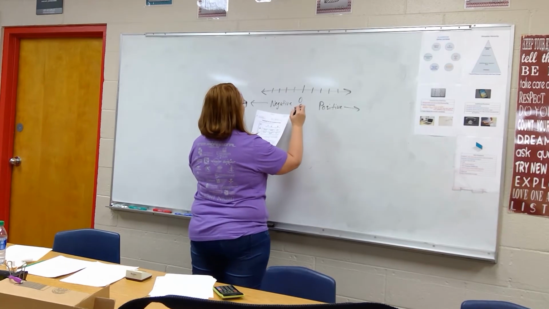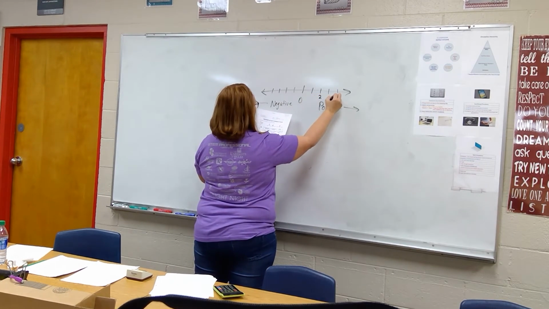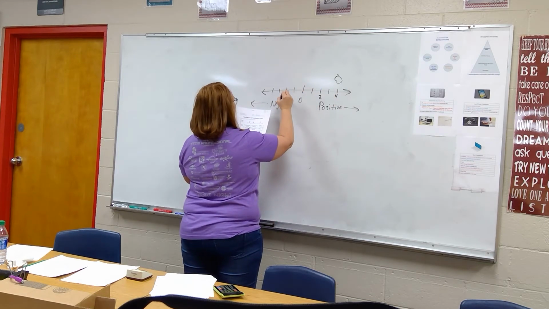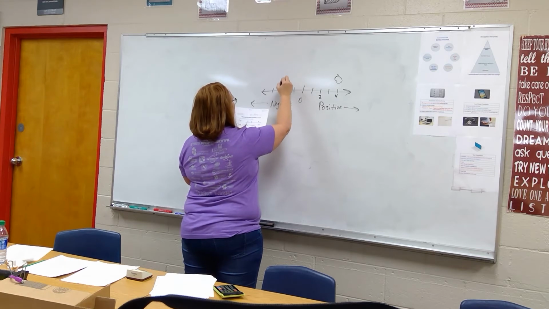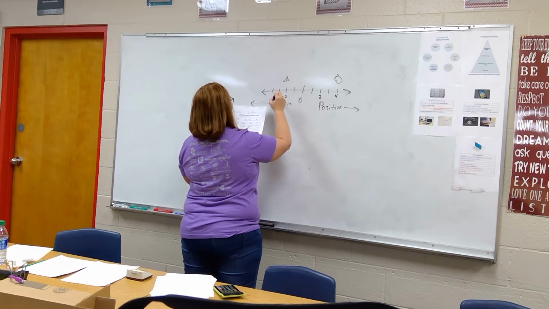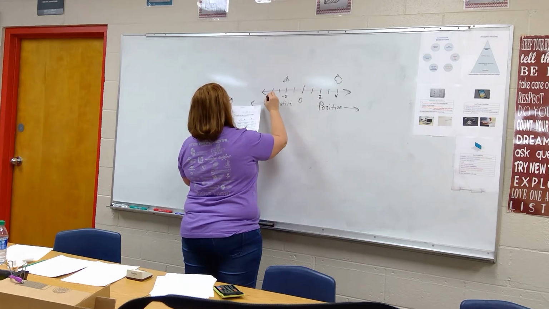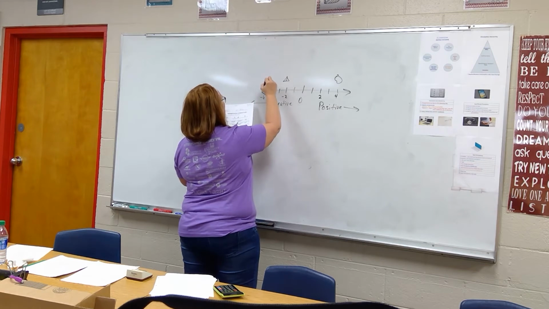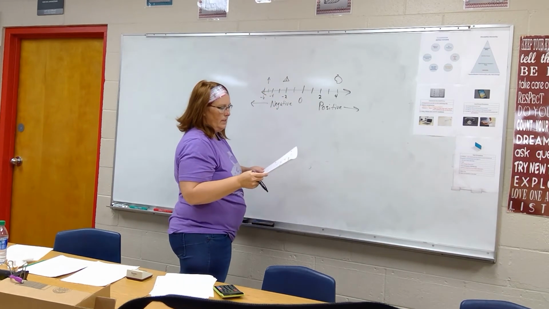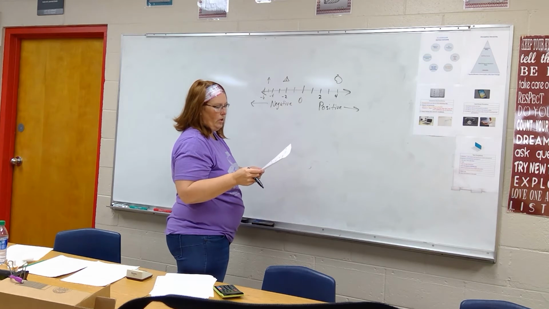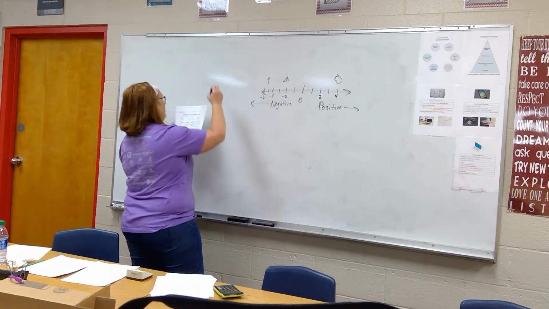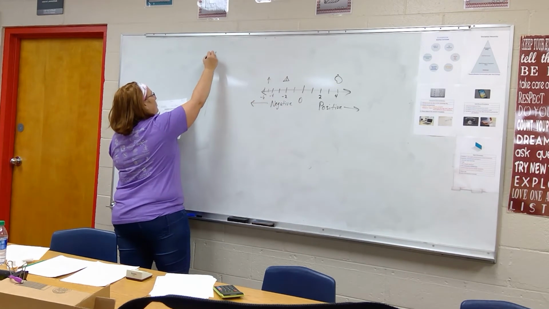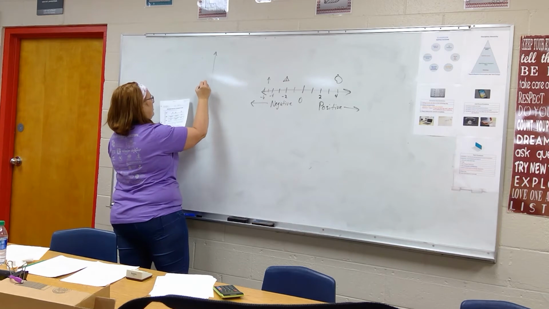On your paper, it shows 0, 2, 4, -2, -4, -6. Okay, so it says -3 on the vertical number line. So, oh, we have another number line. You have a horizontal number line and you have a vertical number line.